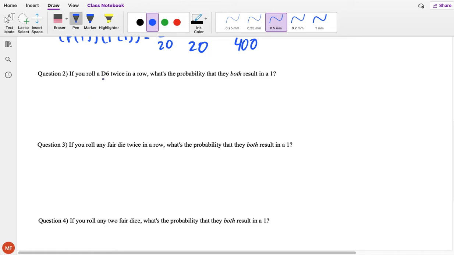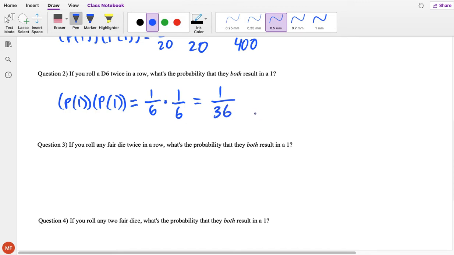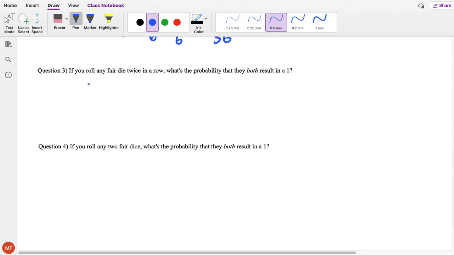Okay, well what if you instead rolled the d6 twice in a row? Well, in this case, you have the same starting expression where you just take the probability of rolling a 1 times the probability of rolling a 1, but each of those is now 1/6 because it's a d6. And so in that case, it's only 1 out of 36. So you'd only have to roll that die twice, 36 times, and expect one of those to be 2 ones. Again, that could happen more than that many times. It could happen fewer. It could never happen. This is just probability.